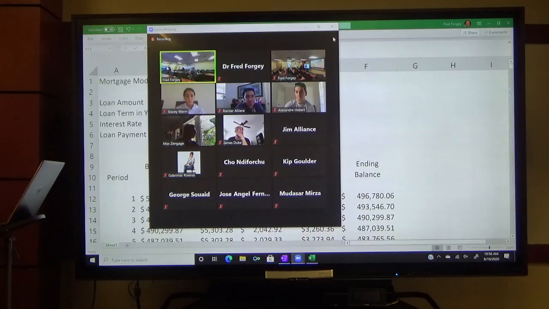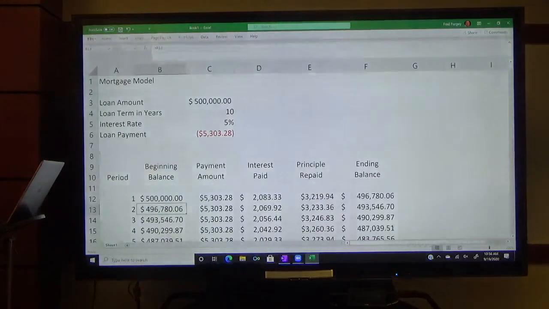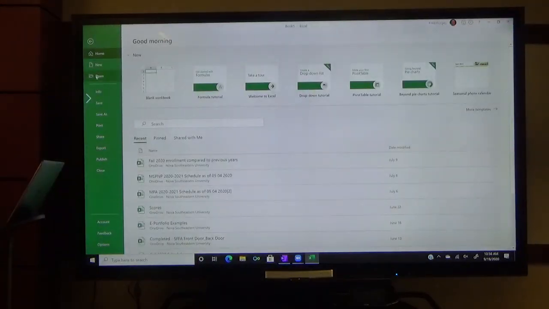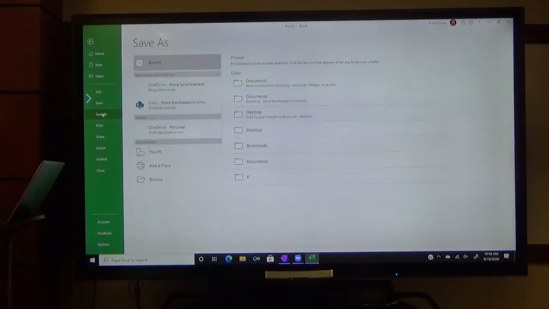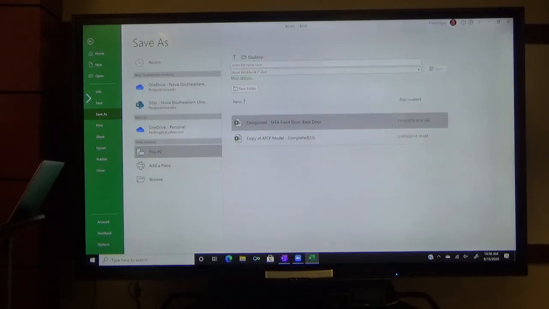Matter of fact, I'm going to save it right now. And then you're dividing it by 12. Then you have a comma. And then you want to do the loan term, so C4. And you're multiplying that by 12.